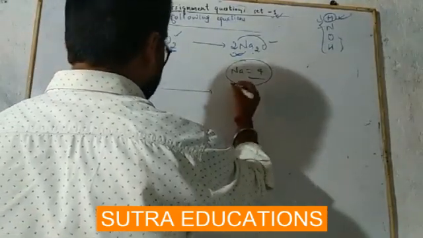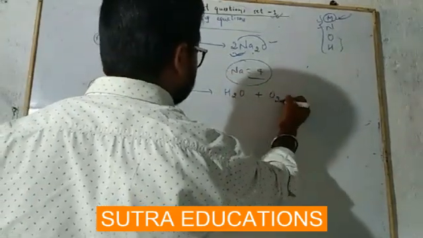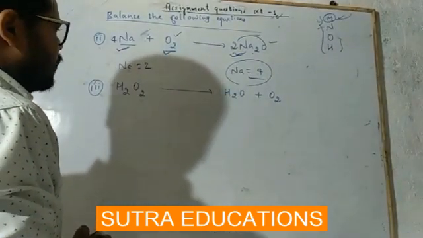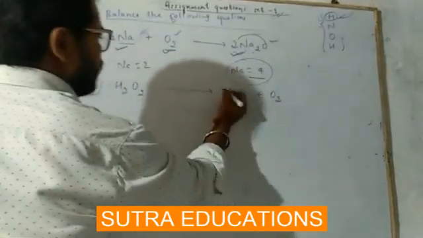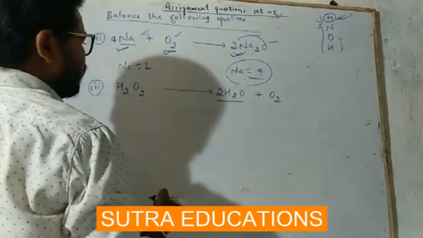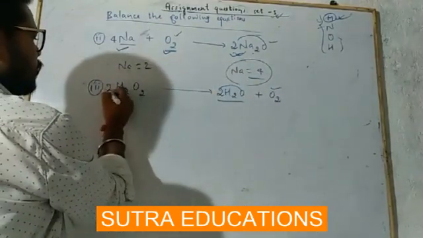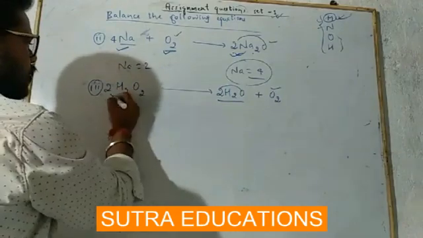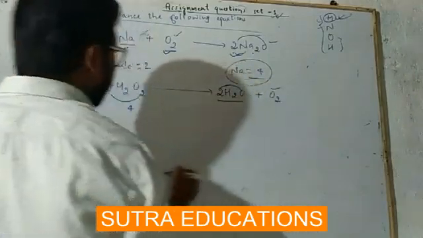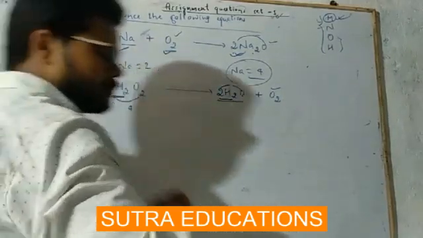H2O2 to H2O plus O2. Okay, so try to balance this. Just multiply this by 2, then oxygen becomes 2 plus 2, 4. Here oxygen is only 2, so multiply this by 2. Now oxygen will be equal to 2 into 2, 4. Oxygen here is 2 plus 2, 4. Hydrogen will be 2 into 2, 4. Hydrogen here, 2 into 2, 4. So it is balanced.